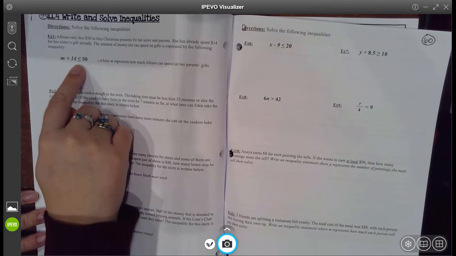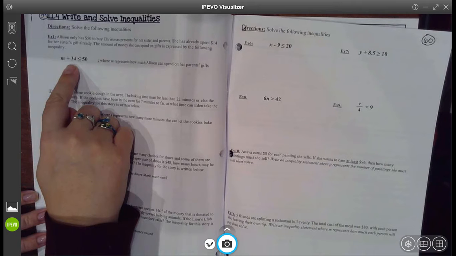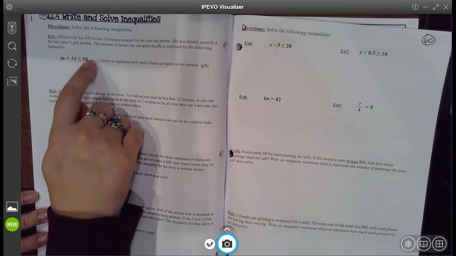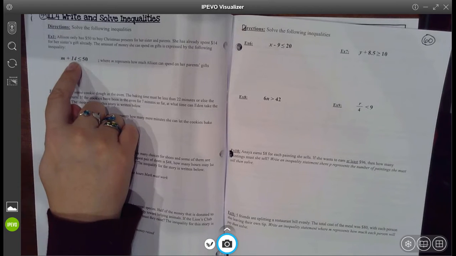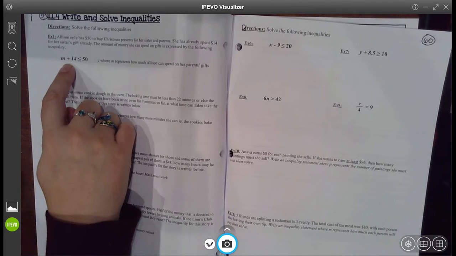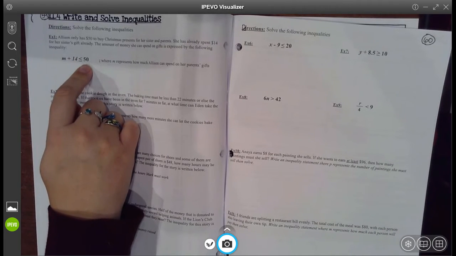Okay, now most of the time they're not going to give you this inequality, and you're going to have to come up with it yourself. So if you think about it, she has 50, so this is like your total. She's already spent 14, so what amount plus 14 is going to be equal to 50? However, does she have to spend all of her money? No. But can she spend more than 50?